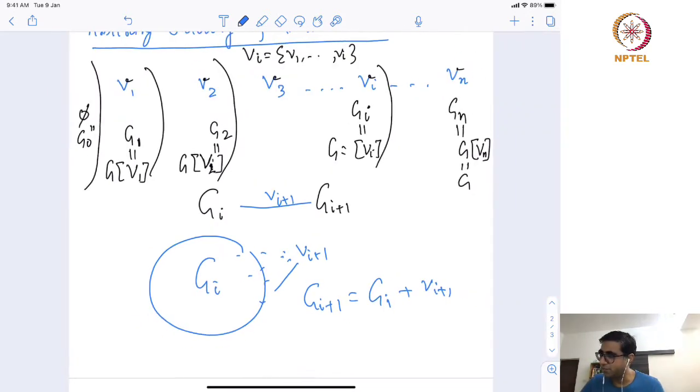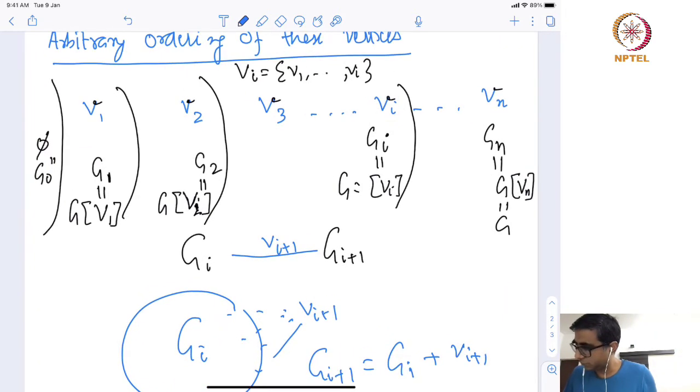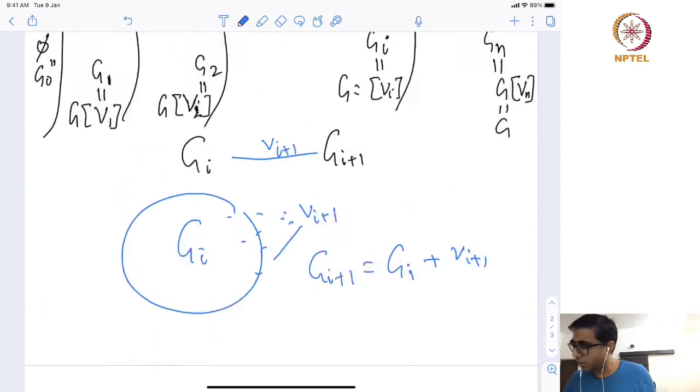There was nothing specific about vertices. We could have also taken edges e1 to em, m edges, and built our graph by adding one edge at a time. At the i-th step you have a graph on i edges, and in the i plus 1 step you add the i plus 1-th edge. This is how you can build your graph incrementally. There is nothing specific about the ordering, just write down any particular ordering. Now let us try to see what statements can be made.